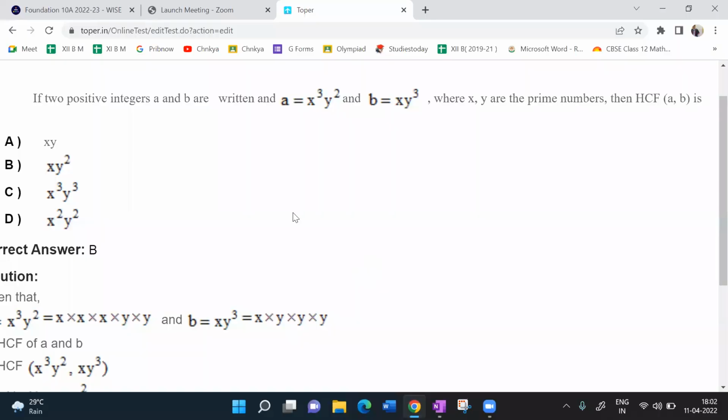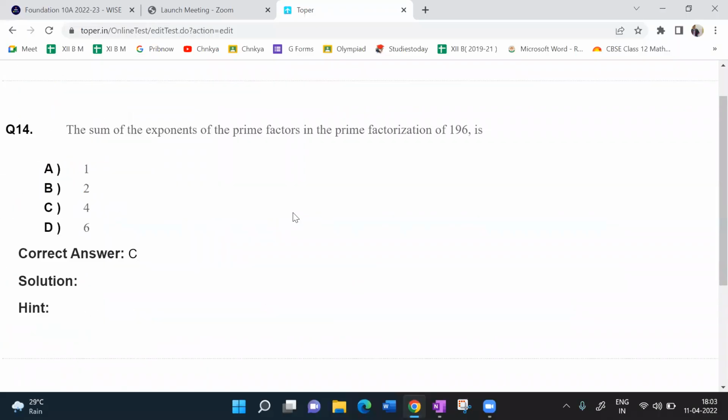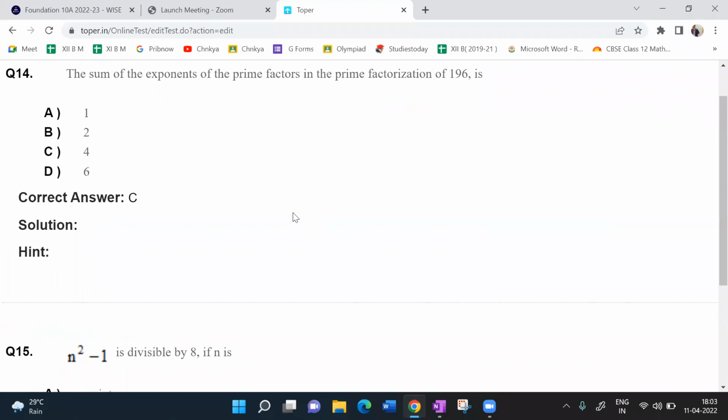Yes, sir, got it. Next. The sum of the exponents of prime factors in the prime factorization of 196. This is a very good question. So prime factorizing 196 and then adding the exponents. The sum of the exponents of prime factors. It will be 2 square into 7 square.